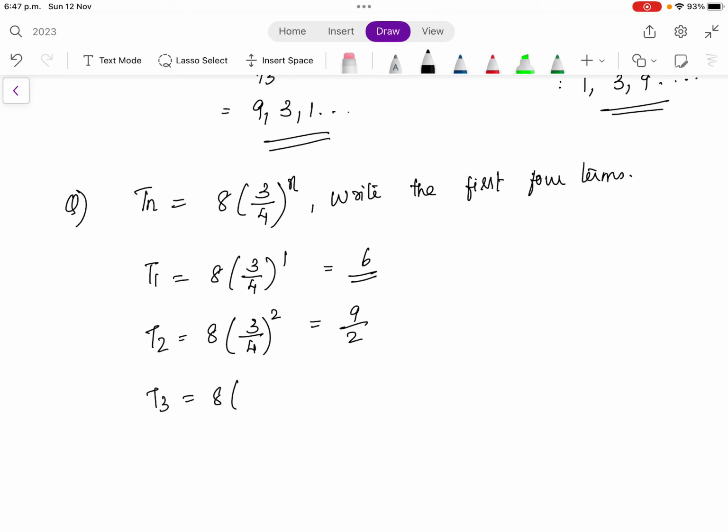T3 is equal to 8 into 3 over 4 to the power of 3, which when you simplify, you will get 27 over 8. T4 is equal to 8 into 3 over 4 to the power of 4. That you simplify, you will get 81 over 32. So this is mostly it. Let me see if I have any other generic question which I can explain to you. Okay, no, this is it for the geometric sequence. We will see geometric series in the next video.